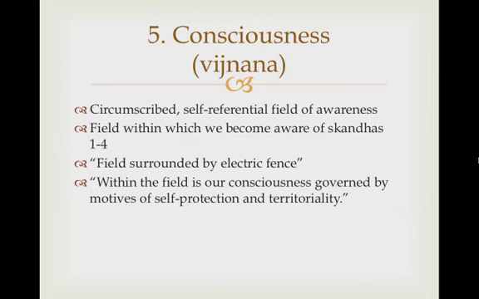So stage 4 is very interesting, and we could talk at length about it. But in short, it's where all our habitual and karmic identifications and judgments arise. And they, of course, arise from past experience, from past imprints that linger, that hang around. The 5th stage just tidies things up. It's called the consciousness stage. In a word, I would call it the field, right? So it's a kind of circumscribed, self-referential field of awareness which contains essentially all of the stages. To quote again my teacher Reggie Ray, he says, "Within the field is our consciousness governed by motives of self-protection and territoriality." So let's unpack that quote a little bit.